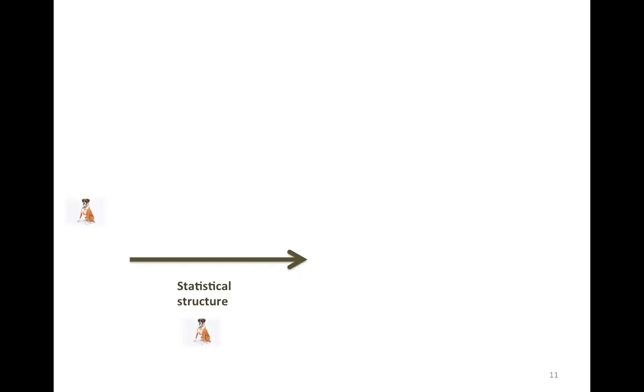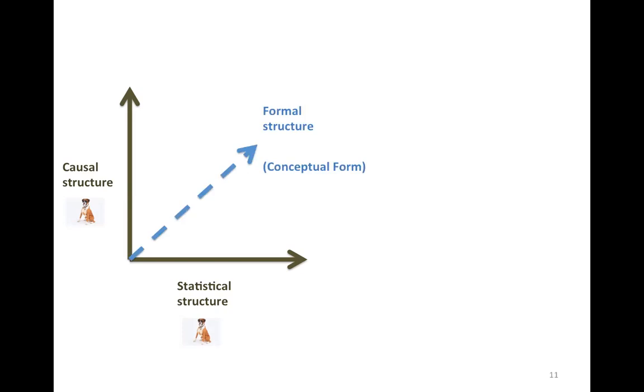Now, by looking at dogs or members of any given category, we can learn about the statistical structure which is present in the category, correlations amongst features, how frequent different features are, so on and so forth. We can also study category members to learn about the causal structure which is present in the category and how different features are causally connected to one another. But what is missing from these standard approaches to conceptual representation is a third hidden dimension of conceptual structure, which pertains to the formal structure or conceptual form of the concept.